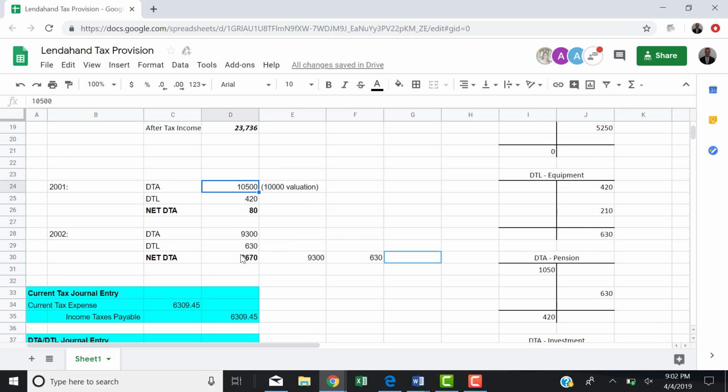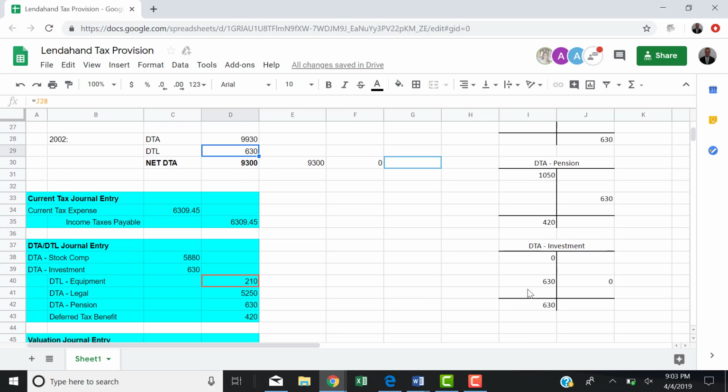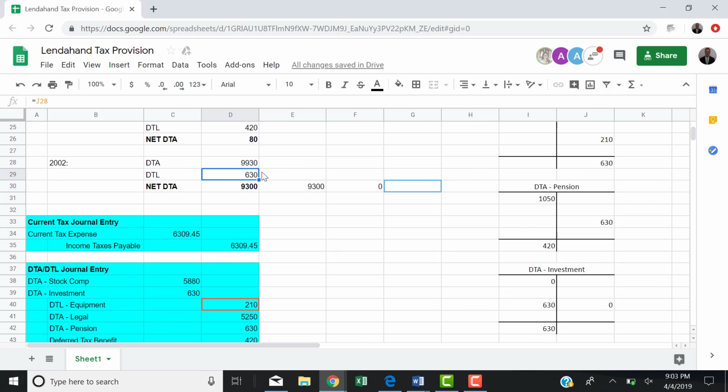2002, I haven't fixed this one yet. It would be 993, I think, right? No, 9930. Yeah, there we go. So 9930, I'd forgotten to add in the 630 that we had messed up on earlier.